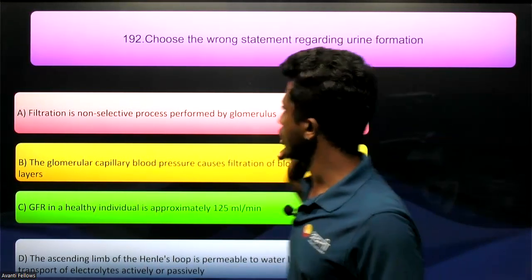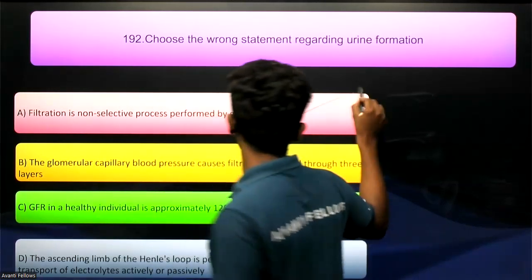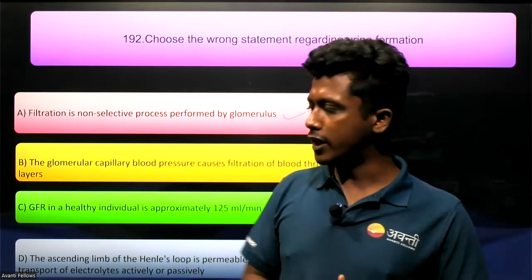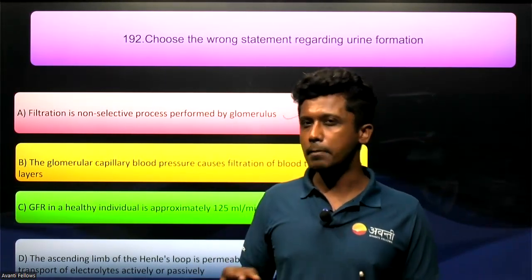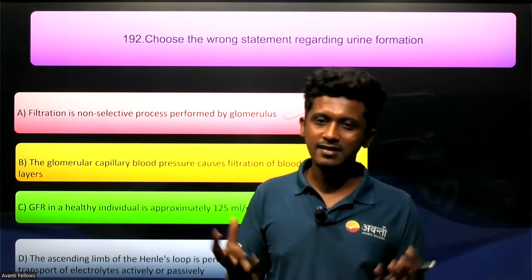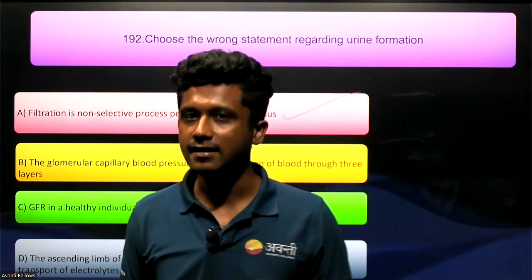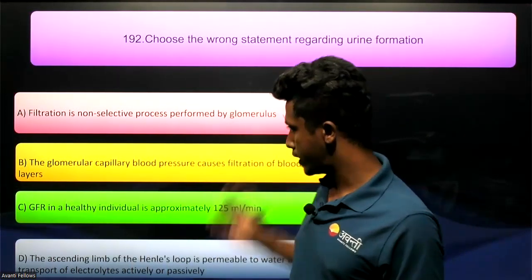Why? Because we have to talk about the first option. Filtration is a non-selective process performed by the glomerulus. That is true. Basically, depending upon the glomerular filtration, the blood is forced into the smaller capillaries where, based on the pressure difference within the vessels and the lumen of the glomerulus, the filtrate is extracted and it doesn't matter what is there and what is not there. So it is non-selective. That is right.